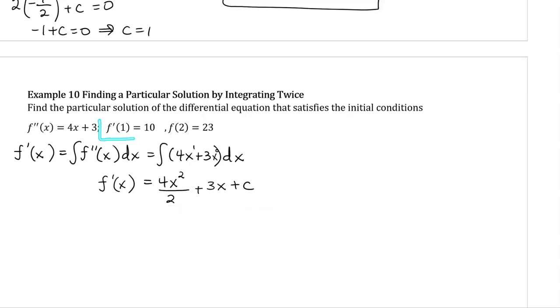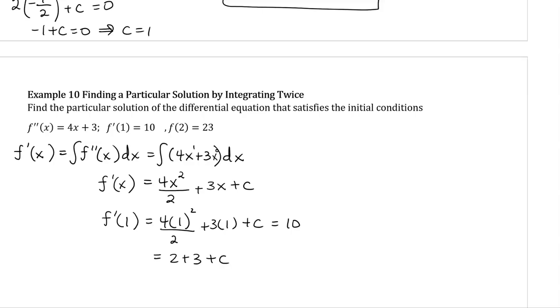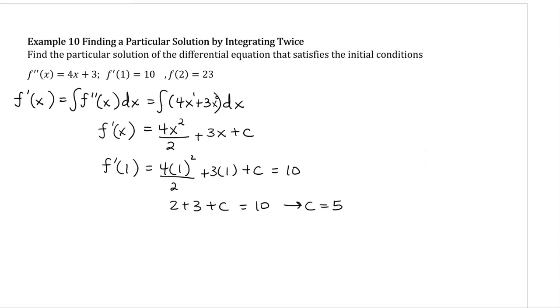So now that we have the first derivative, let's apply this initial condition that tells us that when you plug 1 into the first derivative, which is what I'm doing now, replacing all of the x's in the first derivative with 1, you should get out 10. So here I have 4 divided by 2, which is 2, plus 3, plus c is 10, which implies that c is equal to 5. So I now know that the first derivative, instead of having this arbitrary expression for c, I can replace that with 5. Our first derivative is 2x squared plus 3x plus 5.